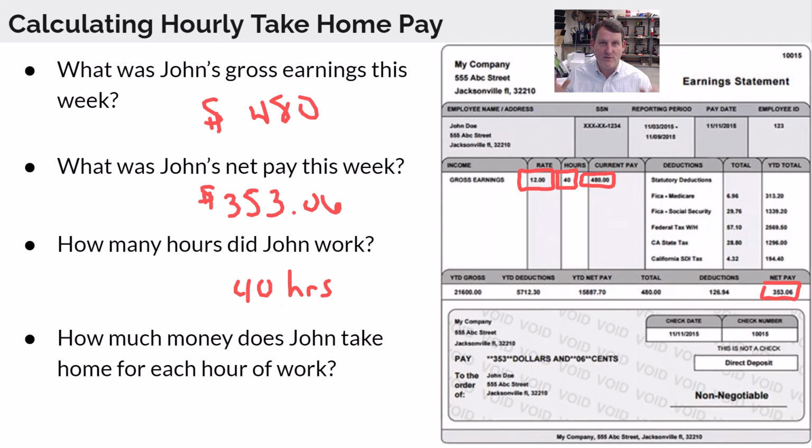We don't know what to do next, so we can say, okay, let's try adding the numbers. If I add 40 and 353.06, I get 393.06, and that would be for each hour of work. And that's not reasonable. He's not making $393 an hour. That's not working. All right, so addition was wrong. Don't worry about that. It's wrong. That's a good thing to know now.